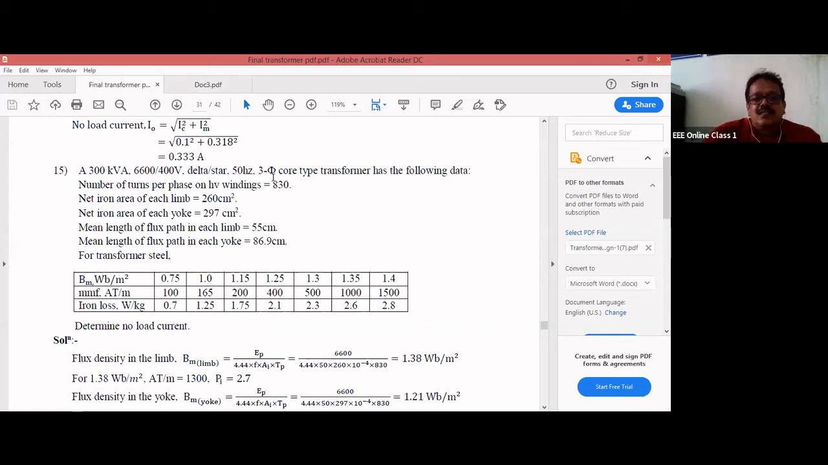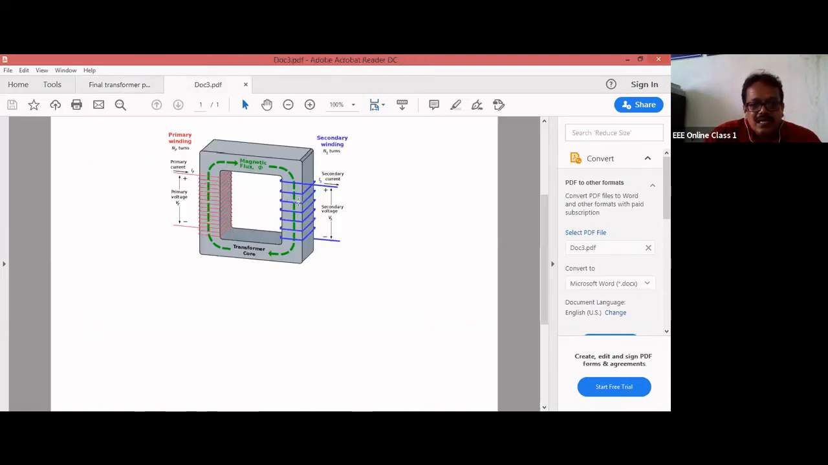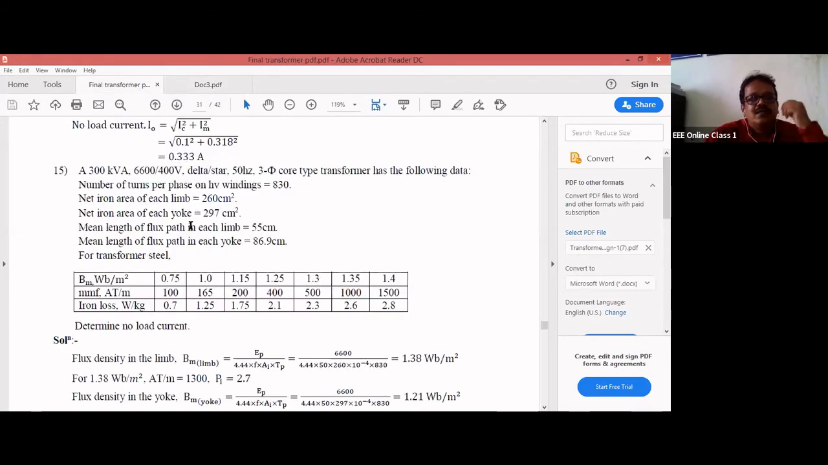A 50 hertz, three-phase, core type transformer has the following data. The number of turns per phase is given here. Number of turns per phase on the HV winding, meaning the primary winding here, is 830. Net iron area of each limb: this is one limb, the second limb, and one more limb is there for three phase. Net iron area of each limb is 260 centimeter square.